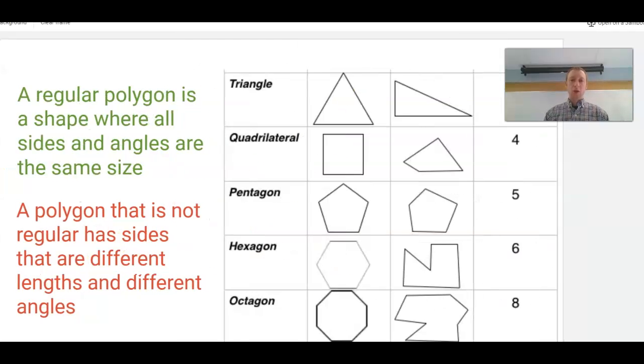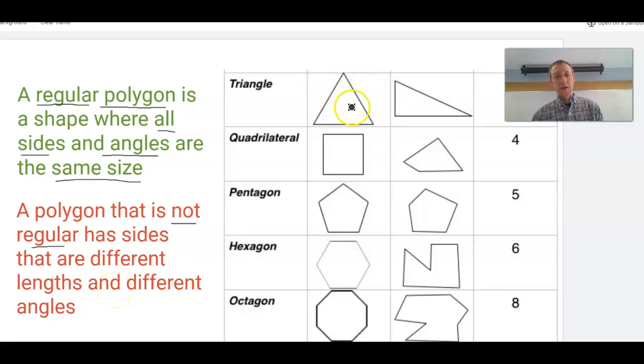Okay. So a regular polygon is a shape where all the sides and angles are the same. Now we're talking about a certain type of polygon, and we're going to call it a regular polygon. A regular polygon, all sides and all angles are the same. A polygon that's not regular has sides that are different lengths from each other, right?